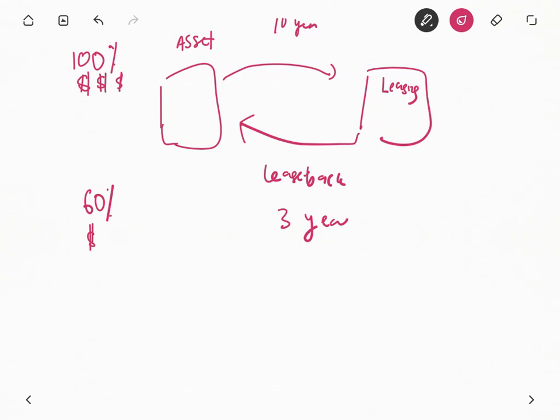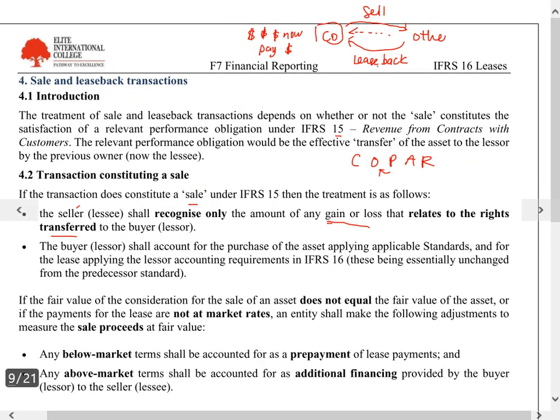Get it? So let's read one more time here. The seller, meaning us, shall recognize only the amount of gain or loss, because when we sell, we recognize the gain or loss, that only relates to the rights transferred to the buyer. The rights transferred, based on the earlier example, 40%. I sell 100%, I lease back 60, means I've sold 40. So we recognize only the gain on the 40.